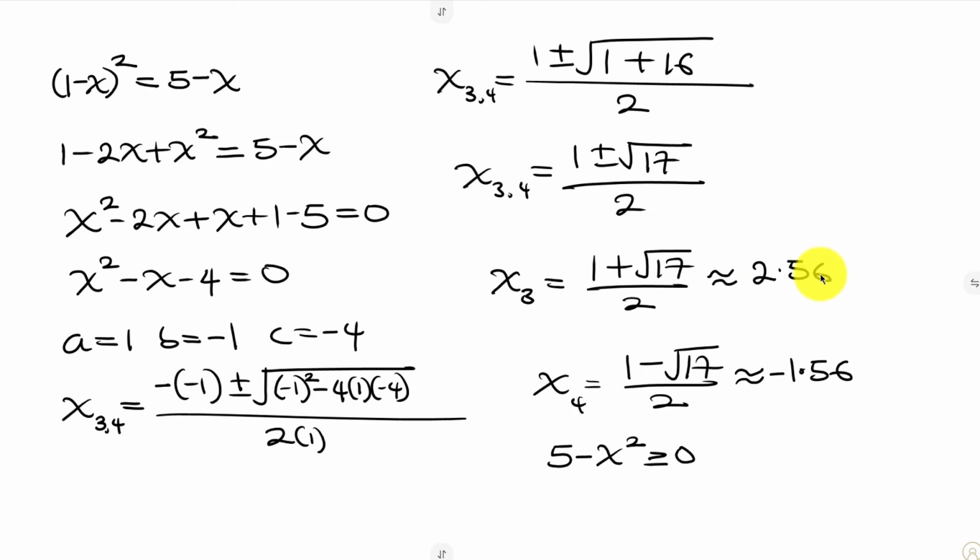Now when we plug 2.56 here and we evaluate, we're going to be having negative results. So this is invalid. Now what about this? When I plug negative 1.56 for x here and I evaluate, I'm going to be having positive results. So this is valid. So we can see that we only have two valid solutions for x in this question.